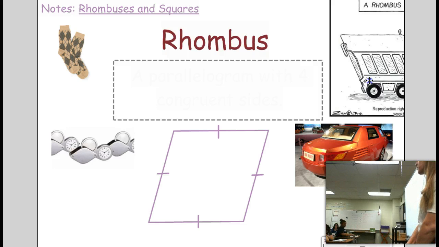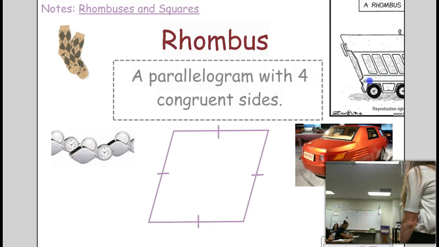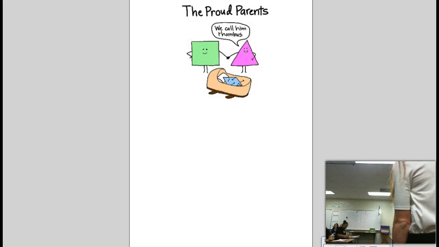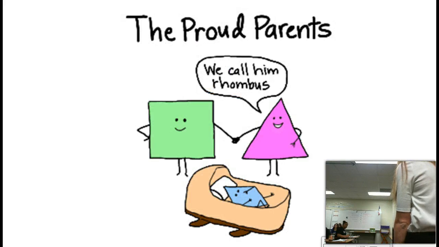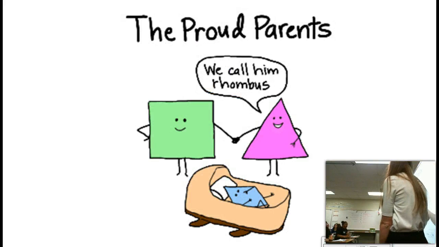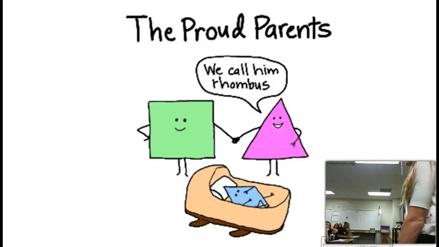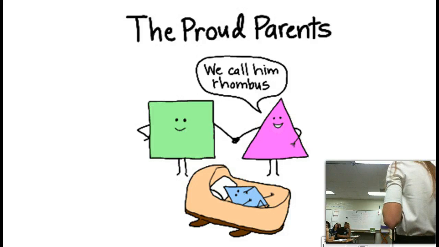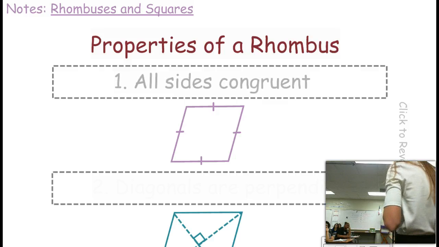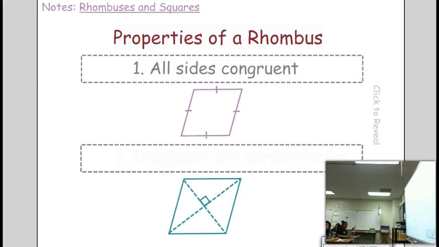What is special about it? All of its sides are equal. Not just opposite sides, but all of its sides are equal. So a rhombus is a parallelogram with 4 congruent sides. When a square met a triangle, they had a little baby and they called him rhombus, because it's like a square, but it's leaning over. Property number 1, all sides congruent. Not opposite sides congruent, all 4 sides are the same exact length in a rhombus.